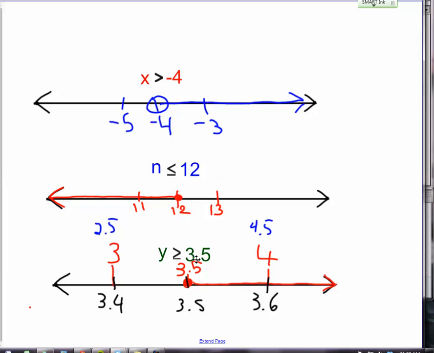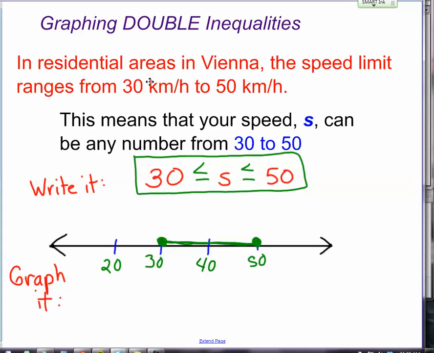And if we test 4, 4 is greater than 3.5. If we test 3.6, it's greater than 3.5. And we test 4.5, it's greater than 3.5. So we know we shaded the correct side of the circle. Double inequalities are when you want to show a range of numbers.